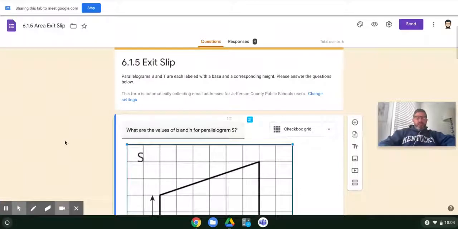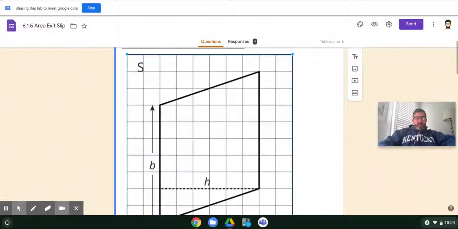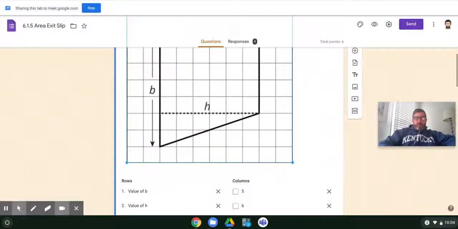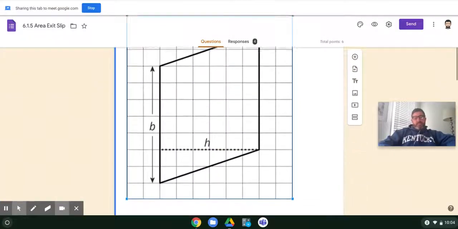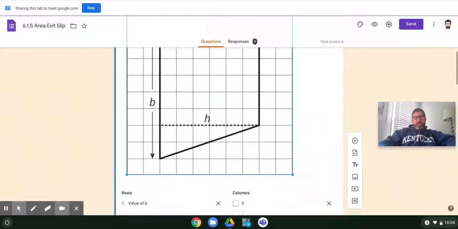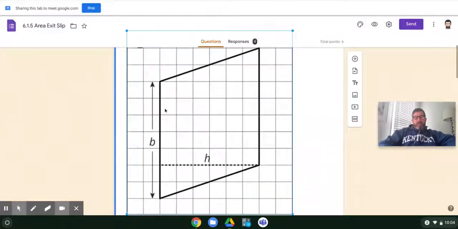Do you remember how we find the? Well, wait a minute. I'm getting ahead of myself. Sorry about that. But yes, that is correct. The base is 7 and the height is 6. And we got that by counting the number of squares there. So good job.